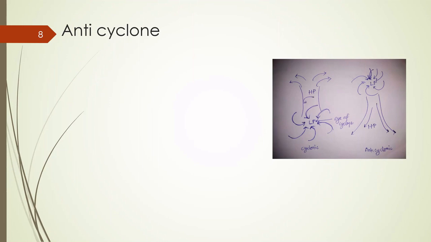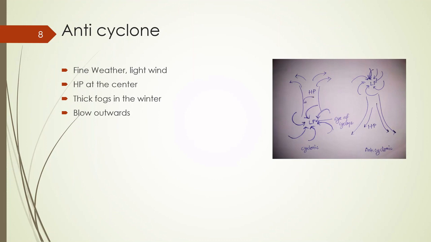Anticyclones are actually the exact opposite of a cyclone. So when you study the details of the cyclone, you don't need to study anticyclone separately. You just need to apply the negation of that. Okay, so they have fine weather, light wind, high pressure at the center, isobars located far apart, thick fogs in the winter, they blow outwards, and the direction itself is the exact opposite. That is, in the northern hemisphere they blow clockwise, in the southern hemisphere they blow anti-clockwise. And also usually there is an anticyclone present between two cyclones. So this is a point that you have to note.